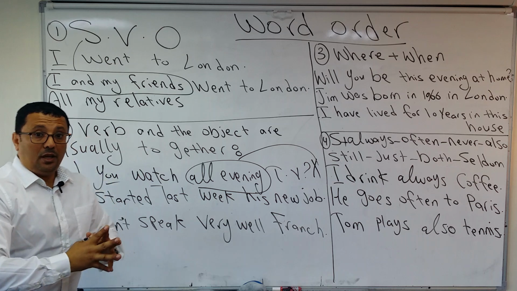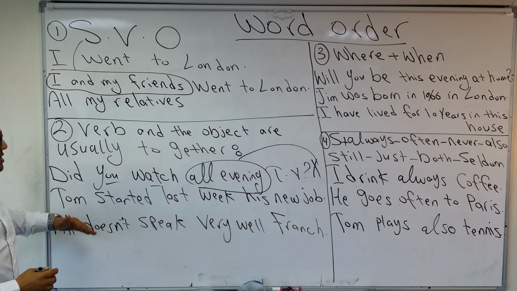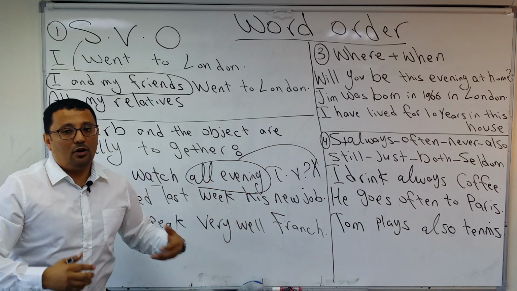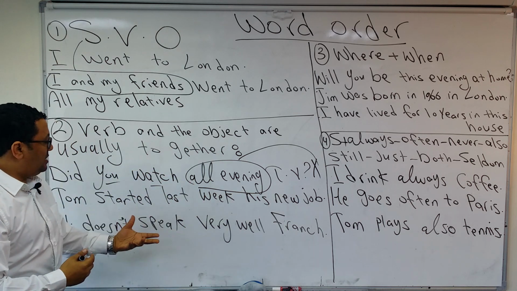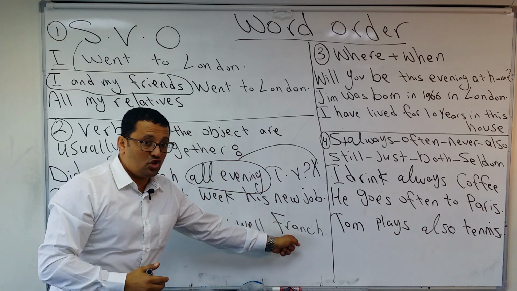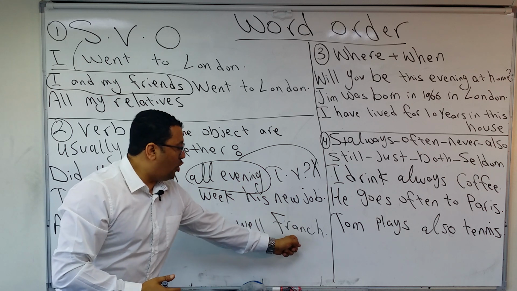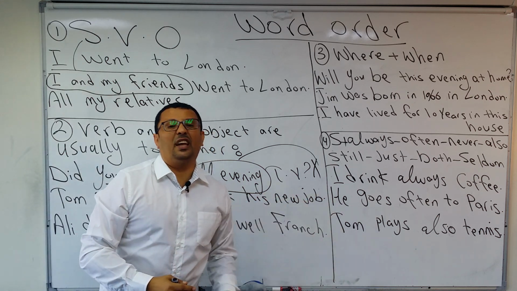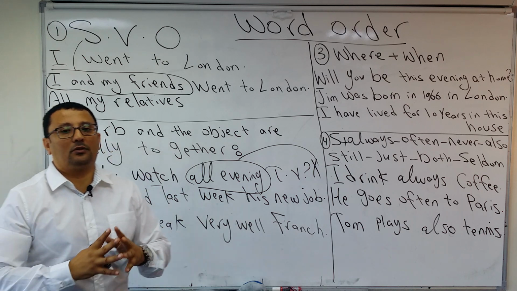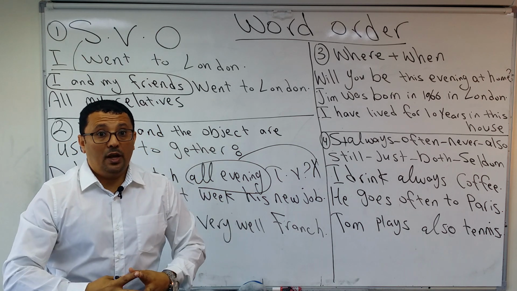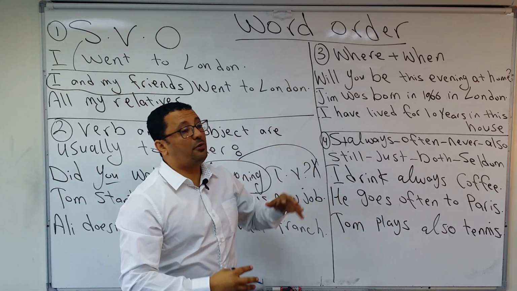Example number 3, you can say Ali doesn't speak very well French. Of course, I think now you understand where the mistake is. The mistake is speak French. Speak is the verb, French the object, and very well comes at the end, but don't put anything between the verb and the object.